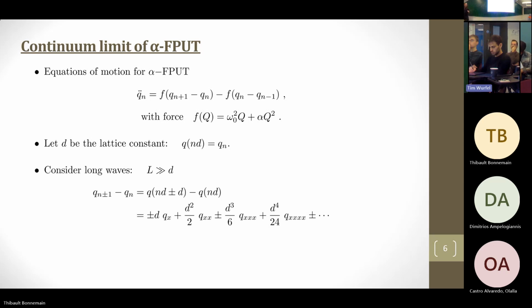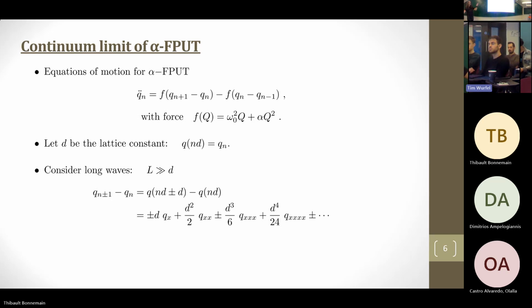And the last thing I want to do is consider initial conditions in which I arrange my particles so as to form long waves of wavelength L that is much larger than the lattice constant d. So that's what FPUT did for the first simulation with a single sine wave. And if I do this, then the displacement of particle n is very close to the displacement of particle n plus 1, which means that I can now expand the argument of the force here in this way up to fourth order in d.